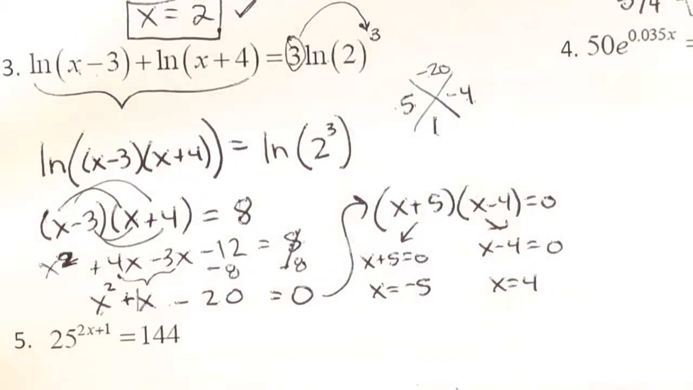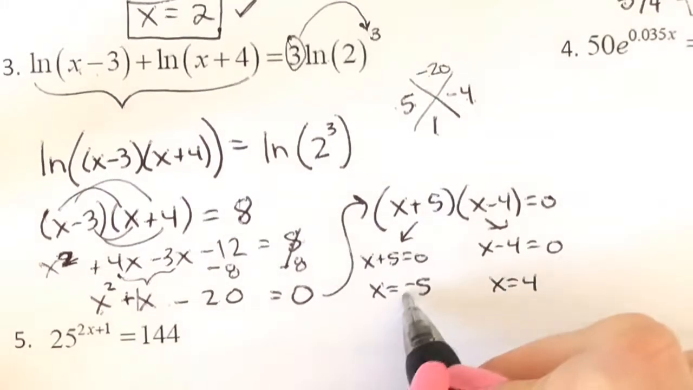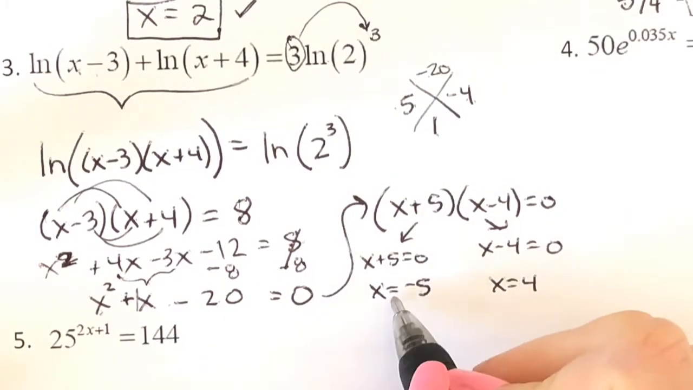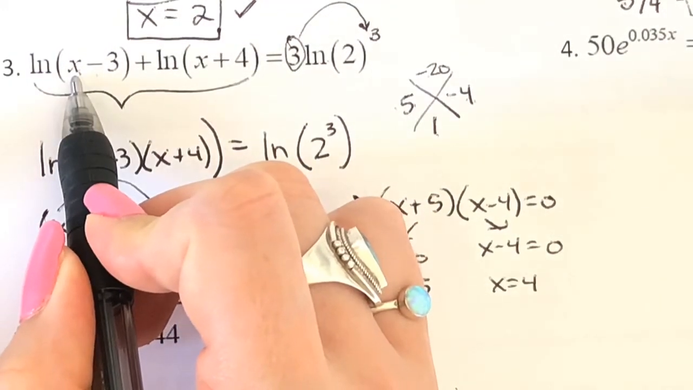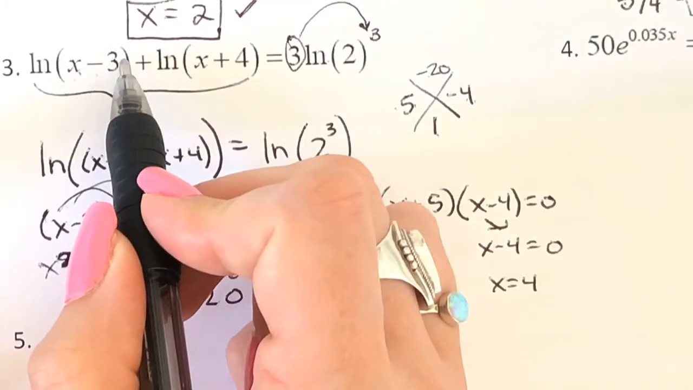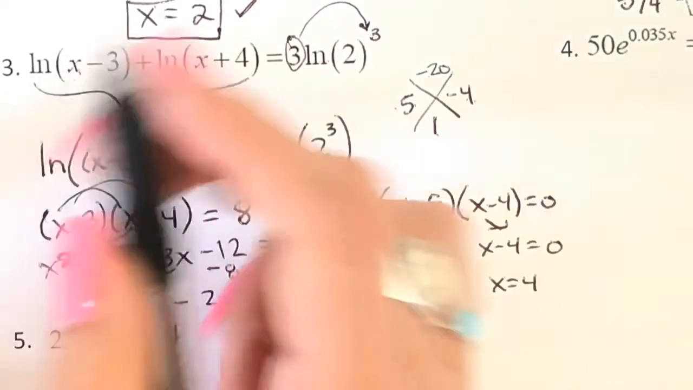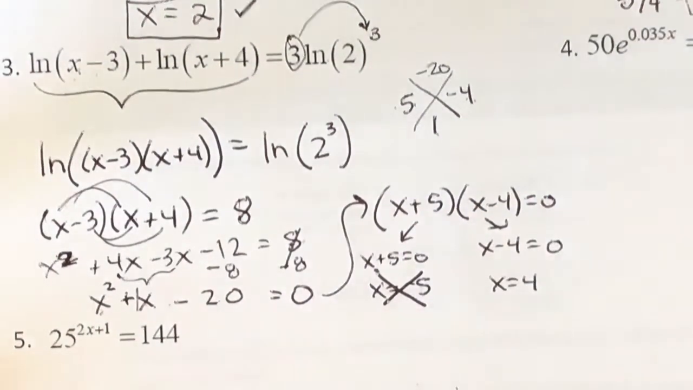And then again, we do want to make sure these work with our domain, especially on these ones where you get two answers. It's more likely that you'll have one that doesn't work with your domain. If I plug negative 5 in, there's already a red flag because that's negative. I get negative 5 minus 3, which is negative 8. We can't have negative numbers inside our logs, so we throw this answer out.